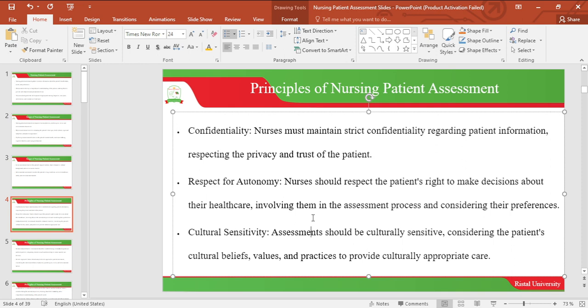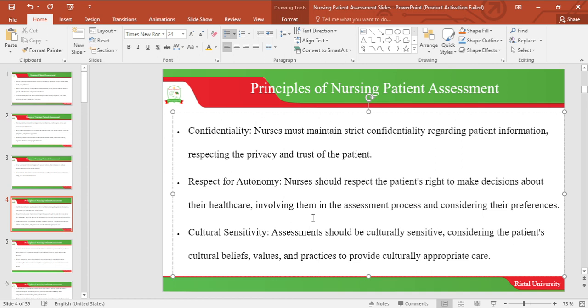Let's look at the principles of nursing patient assessment. The first principle is confidentiality. Nurses must maintain strict confidentiality regarding patients' information, respecting the privacy and the trust of the patient. What do we mean by this? The information which the nurse has gathered from the patient, the nurse is not supposed to tell the relatives, even the friends, without the consent of the patient.